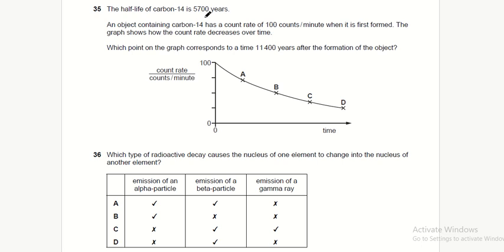So during the first one, 100 will drop to half, which is 50, and during the second one to a fourth, 1 over 4 of its value, 25%, so it will be 25. If we look here, this is 25, 50, 75, and here is 100, so this is the value we expect the count rate to reach after 2 half-lives, so the point is D.